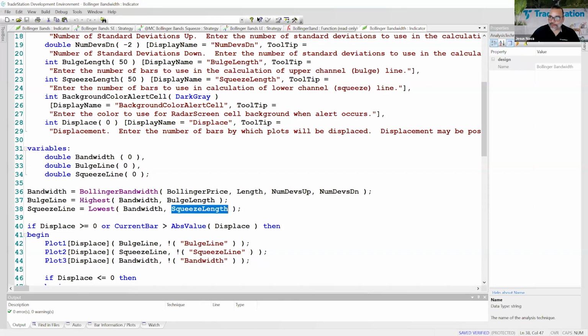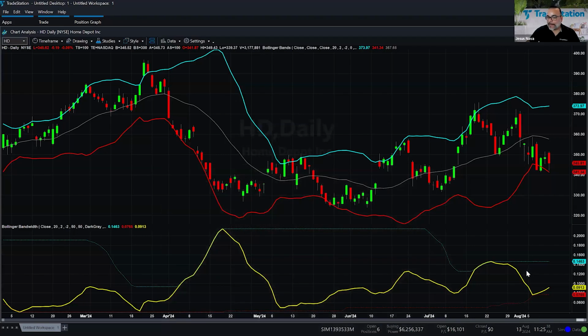If I scroll down here, let me minimize this here. So if I look at, for example, Home Depot, I can see a 0.14, which is the value in cyan at the bottom right, for the bulge, meaning that the highest, or the widest, let's put it that way, the distance between the two bands of the Bollinger indicator has been is 14%, or 14% of its value. And the lowest it's been, it's 0.07. Right now, it's at 0.09.